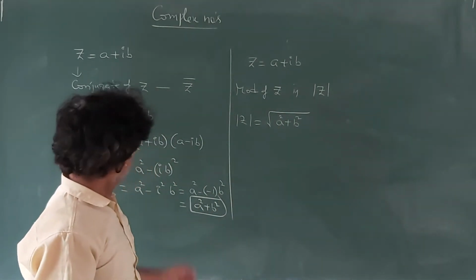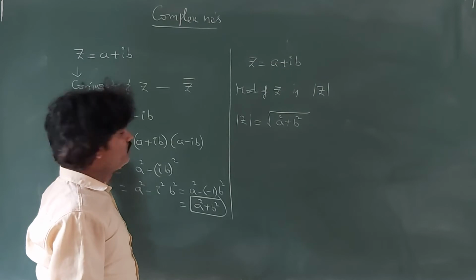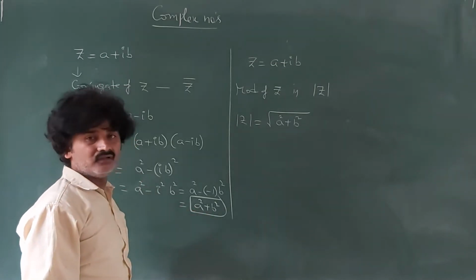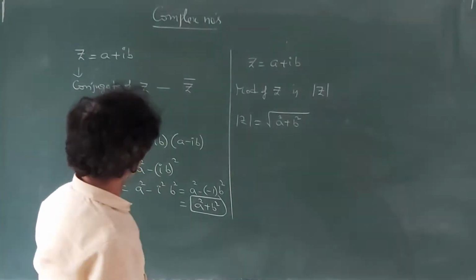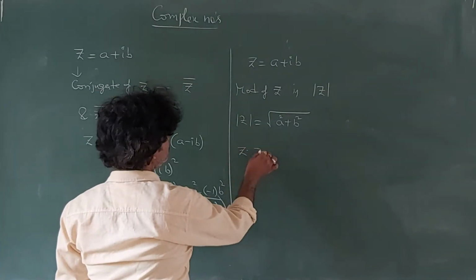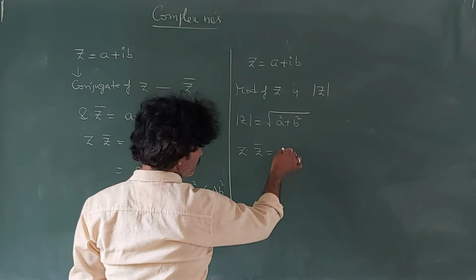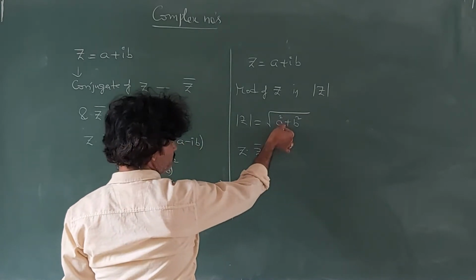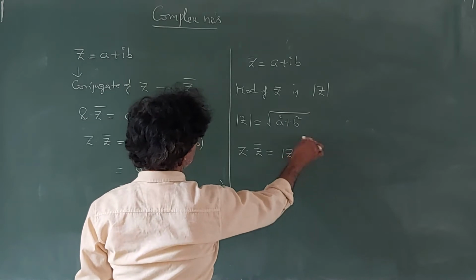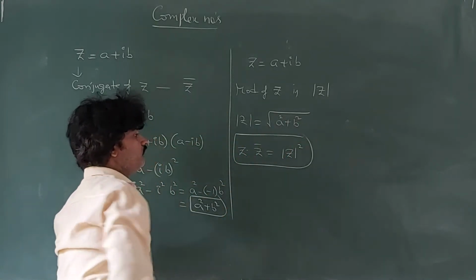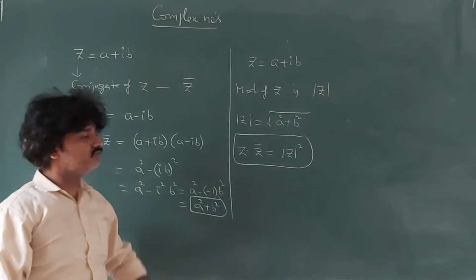Now observe, if you do z into z bar, how much do we get? a square plus b square. What is the modulus of z? Root a square plus b square. So z into z bar, if you square the modulus, you will get this or not? Yes. So z into z bar is equal to modulus of z square.